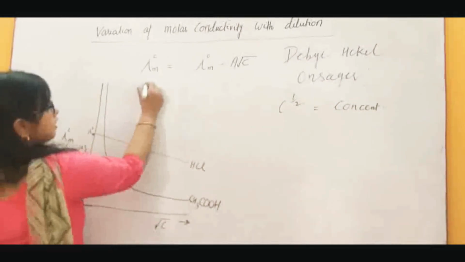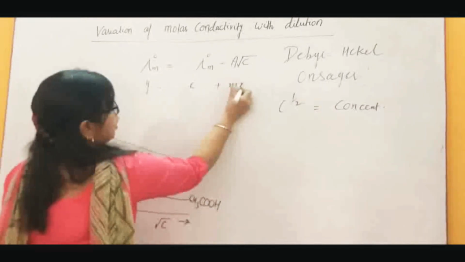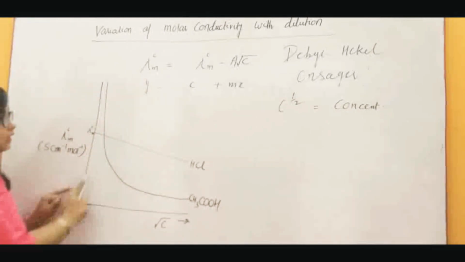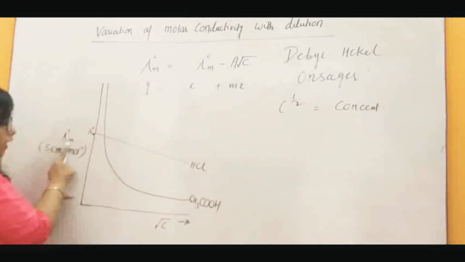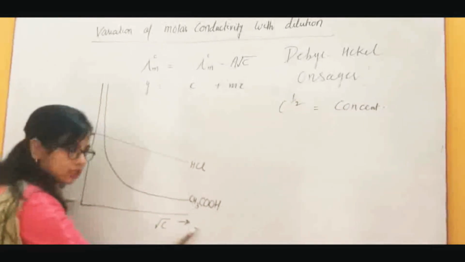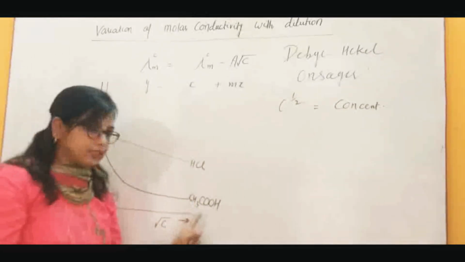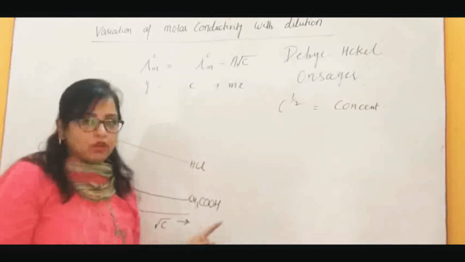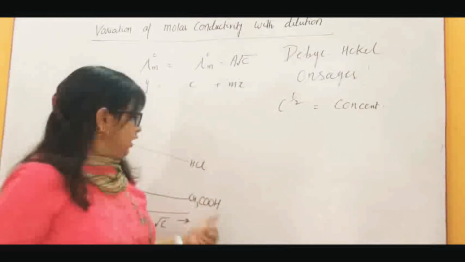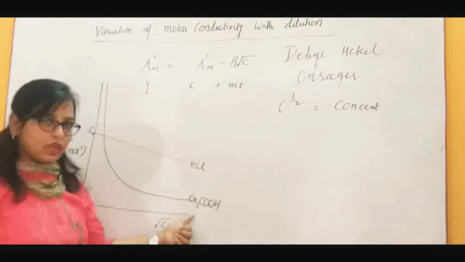Okay guys, so now I will start with the graph of this. This equation is y equal to mx plus c. So I will draw its graph. I am taking lambda m on the y axis, and root c on the x axis. Now on drawing the graph I am taking 2 electrolytes, hydrochloric acid and acetic acid. Now I will show you the effect of decreasing concentration on both these electrolytes. HCl is a very strong electrolyte and acetic acid is a weak electrolyte.